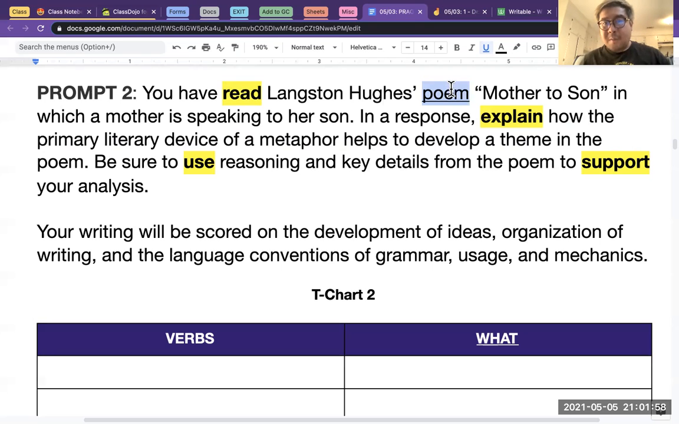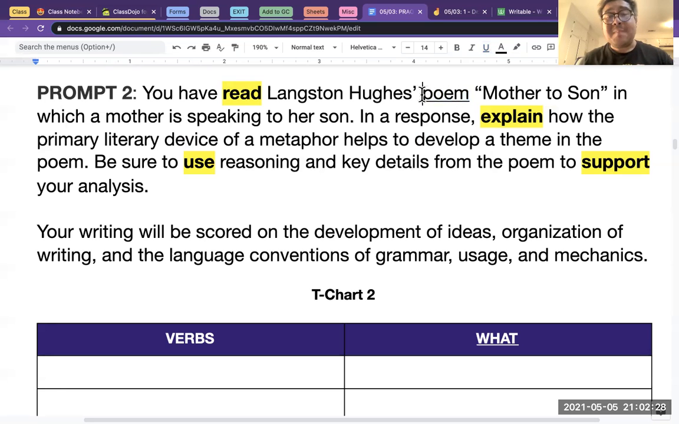A poem is fiction almost always. It is a narrative. Right? It's a story. It's just formatted in a unique way that makes it a poem. But it's a story. It's a narrative. Narrative is another word for story. So that tells me that the text that I'm going to read is a narrative text. It's a fictional text, in the form of a poem. And that's why I highlighted poem.